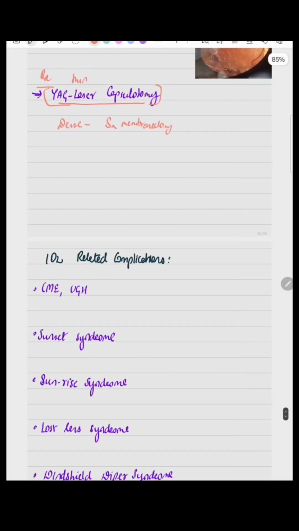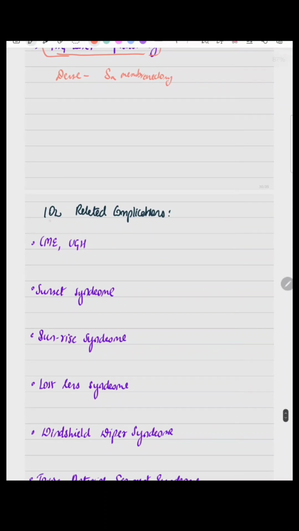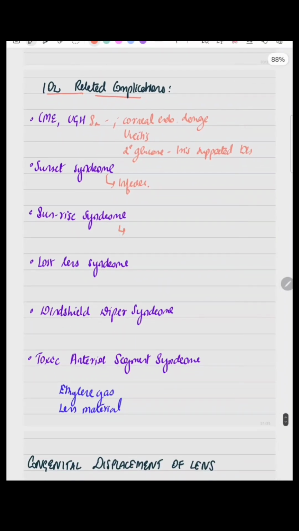Okay. Now, coming to IOL related complications, there can be cystoid macular edema, UGH syndrome. There can be corneal endothelial damage, uveitis, secondary glaucoma, usually seen in iris supported IOLs, or sunset syndrome, that is inferior subluxation of IOL, or sunrise syndrome, that is superior subluxation of IOL, or lost lens syndrome, that is complete dislocation into the vitreous cavity.